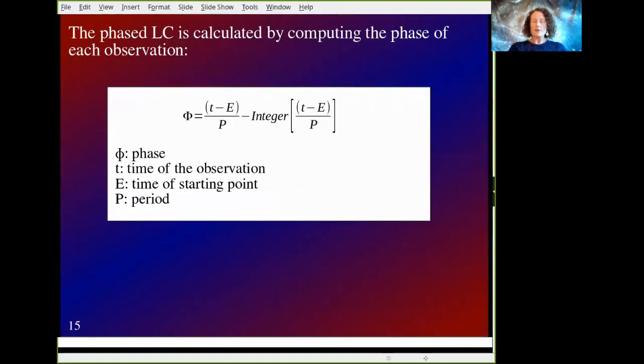So the phase light curve is calculated by computing the phase of each observation. And so you can see here that the Greek letter phi is the phase. And then we use the time of the observation and the time of our starting point, which I've represented as big E, divided by the period. And then we have to subtract off the integer value of that because the phase is just a fraction. And so that's how you can compute the phase. And you will be using the phase in the Python notebook that we will be working on in the live hands-on session.